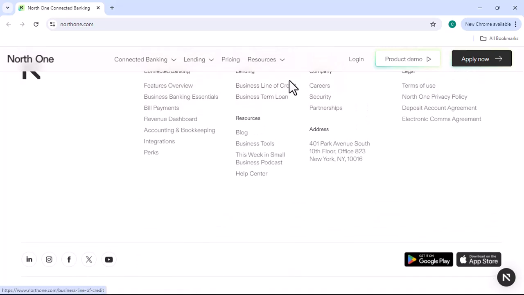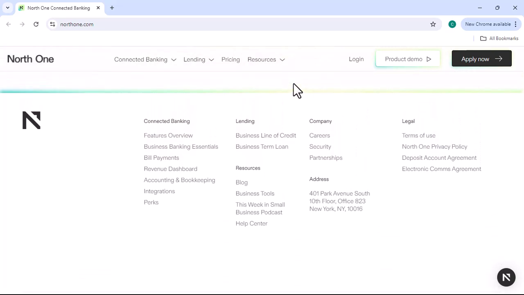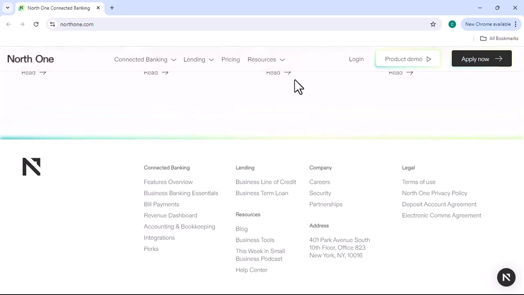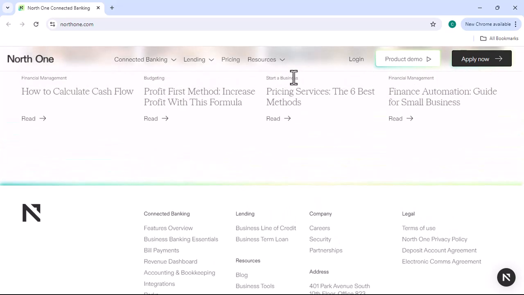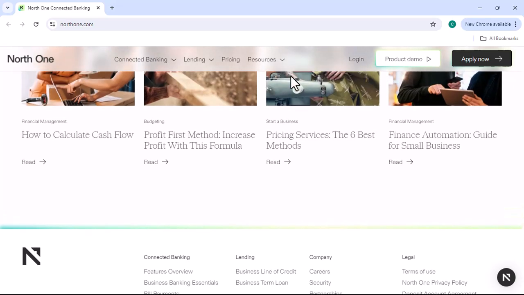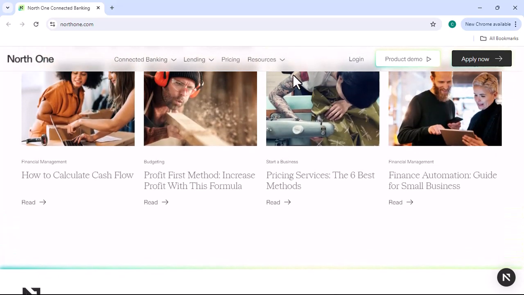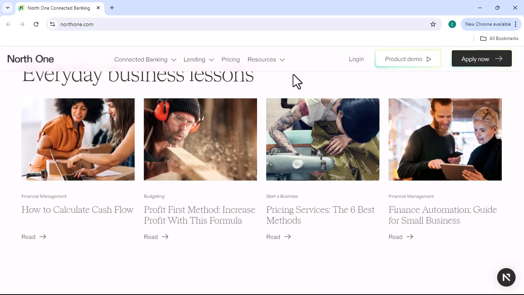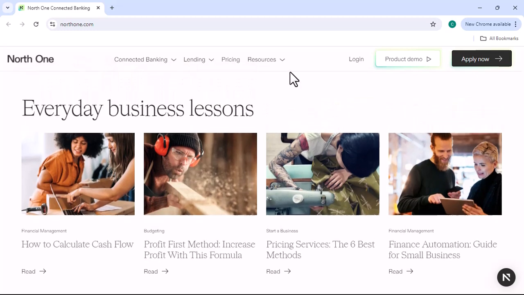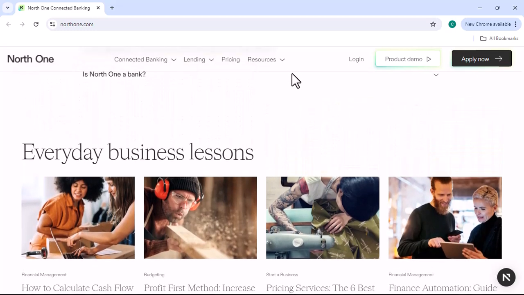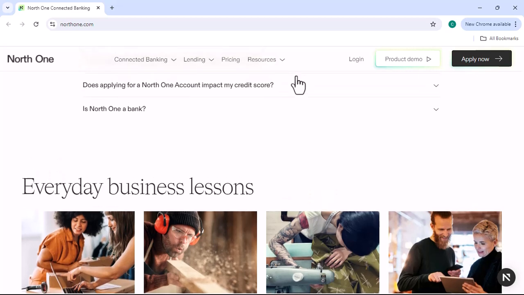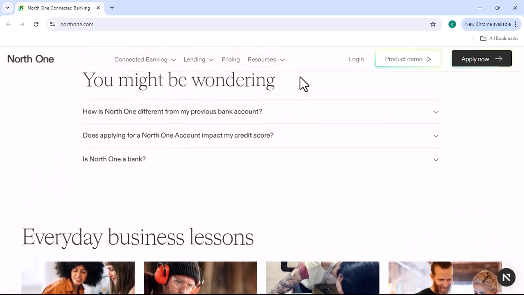Several factors influence these limits, including how long you've been a Northone customer, your average account balance, the frequency and size of your past transactions, and your overall account standing. If you're a new customer with limited transaction history, your initial limits will likely be lower. As you build a positive track record with Northone, these limits can be increased.